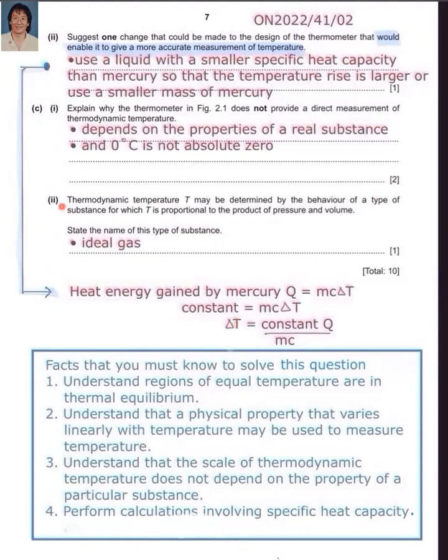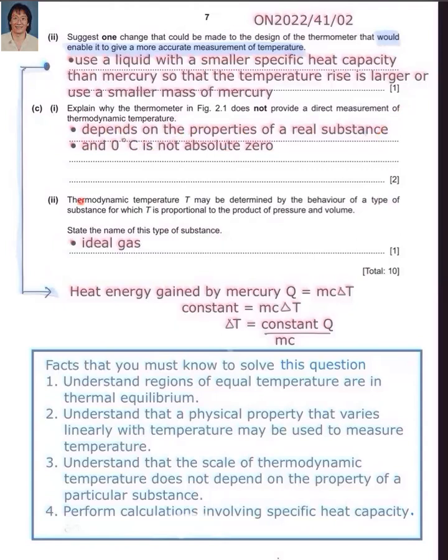Part C, part 1 and part 2, relate to the difference between temperature in degrees Celsius and temperature measured in Kelvin, which is the thermodynamic temperature. Explain why the thermometer in figure 2.1 does not provide a direct measurement of thermodynamic temperature. This question carries 2 marks. This is because the temperature measured in figure 2.1 depends on the properties of a real substance, and 0 degrees Celsius is not the absolute zero.